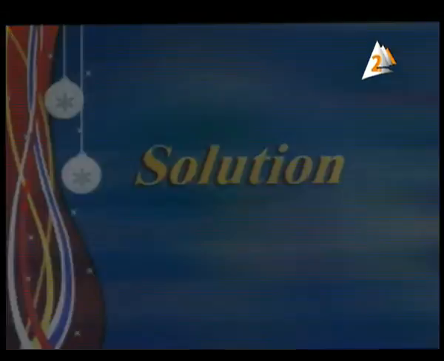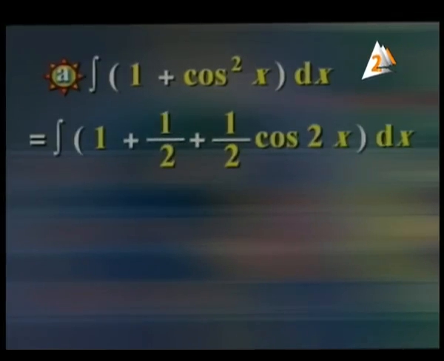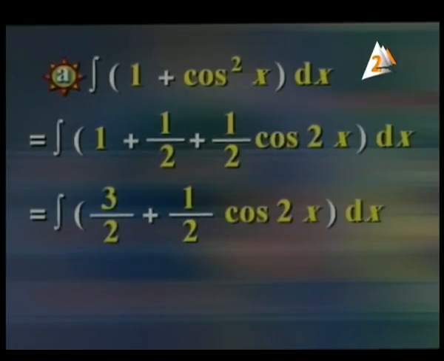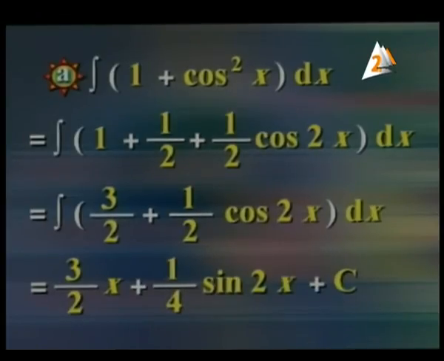Look at the solution. Number A, integration of 1 plus cosine squared x dx. We change cosine squared x as 1 over 2 plus 1 over 2 cosine 2x dx. After that, we add 1 plus half equals 3 over 2 and find the integration of the bracket containing 3 over 2 plus 1 over 2 cosine 2x as 3 over 2 x plus quarter sine 2x plus c.